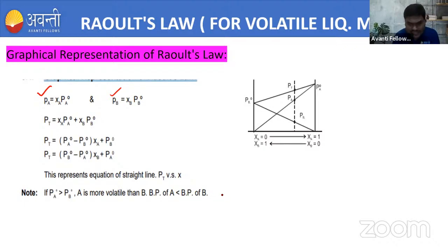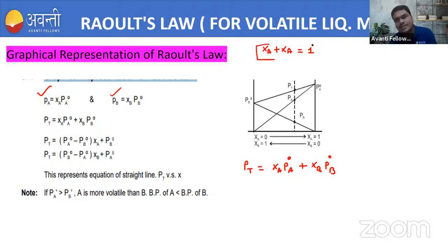So we know this. PT is equal to XA into P naught A plus XB into P naught B, where P naught A and P naught B are the vapor pressures at the pure state. Remember this. Now, we all know that XA plus XB is equal to what? The sum of the mole fractions of a binary solution is always equal to 1. We already know that from our previous classes. For a binary solution, the sum of the mole fractions is always equal to 1.